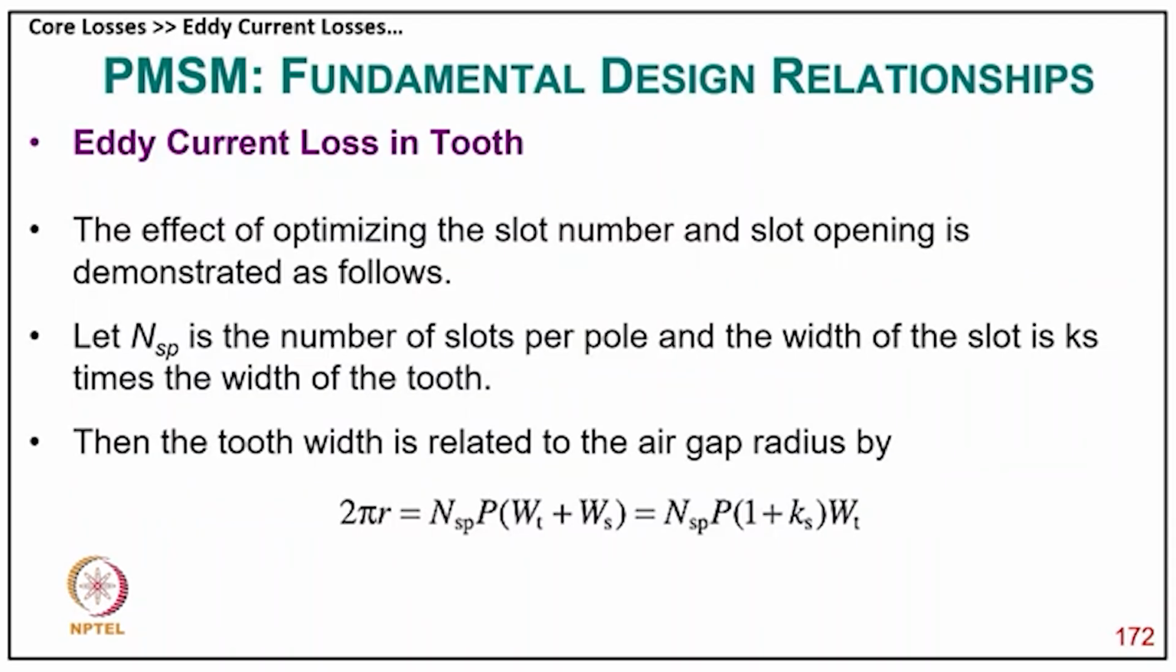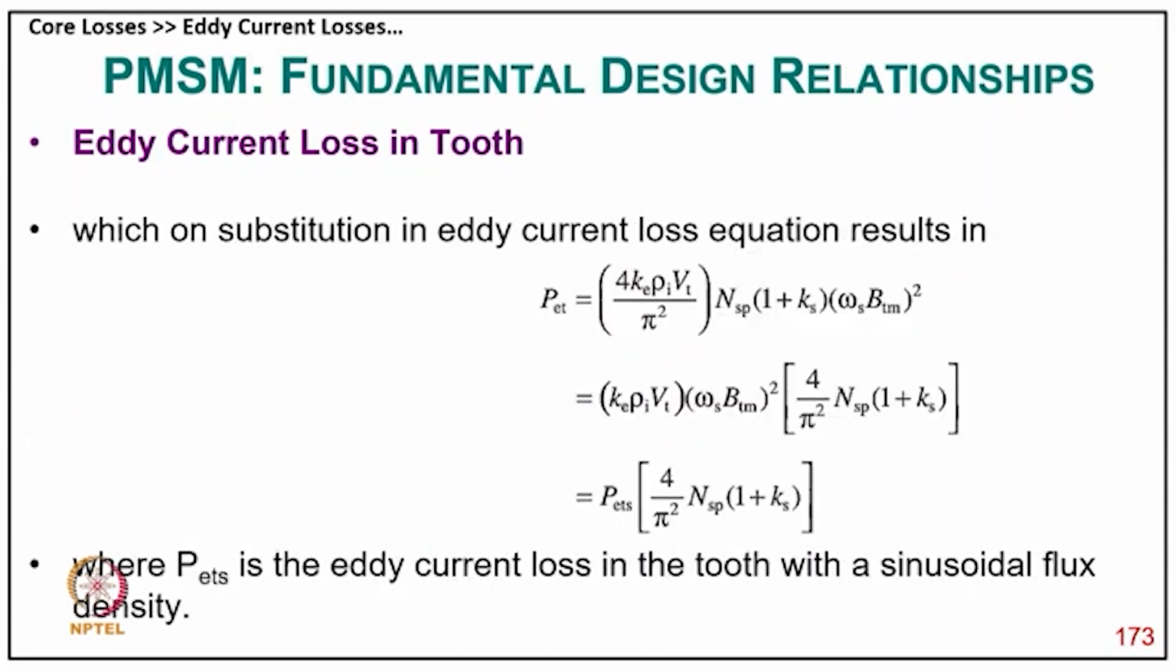So, let NSP be the number of slots per pole and the width of the slot is Ks times the width of the teeth. Then the tooth width is related to the air gap radius, that is 2 pi r equal to NSP P (Wt plus Ws) equal to NSP P (1 plus Ks) Wt, which on substituting in the eddy current loss equation results in P_ET equal to 4 Ke rho I Vt upon pi square into NSP (1 plus Ks) Ws Btm square, or equal to K_PTS equal to 1 upon (4 upon pi square NSP (1 plus Ks)).